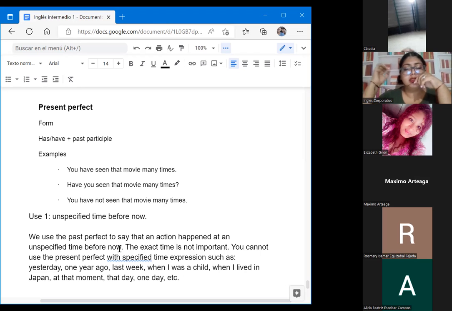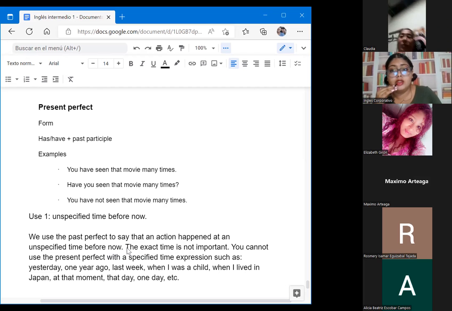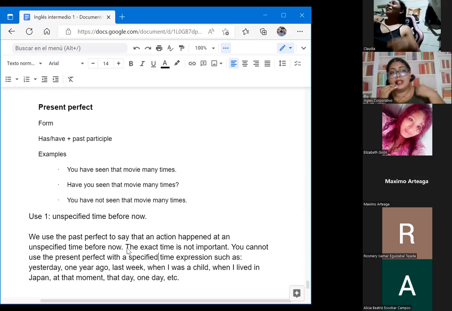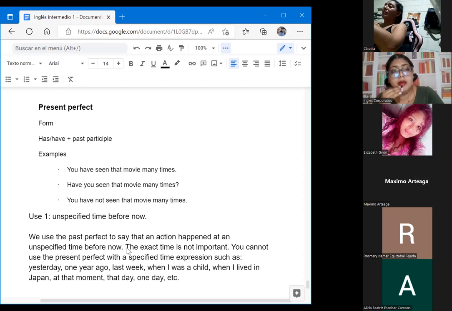For this tense, we have specific information. In this case, we are going to read that information and explain what this general information says. It is talking about the unspecified time before now. So we are not going to use a specific time for the action, or say at which moment this action took place. It says that we use the present perfect to say that an action happened at an unspecified time before now. The exact time is not important. You cannot use the present perfect with a specific time expression such as yesterday, one year ago, last week, when I was a child, when I lived in Japan, at that moment, that day, one day, etc.